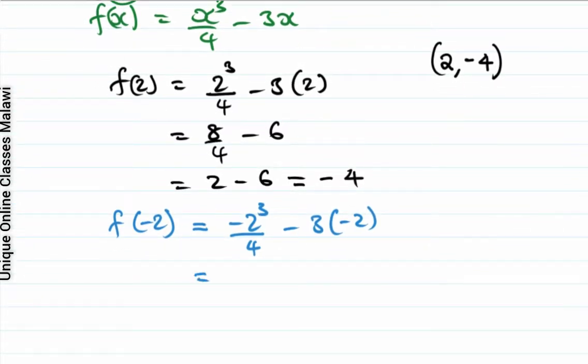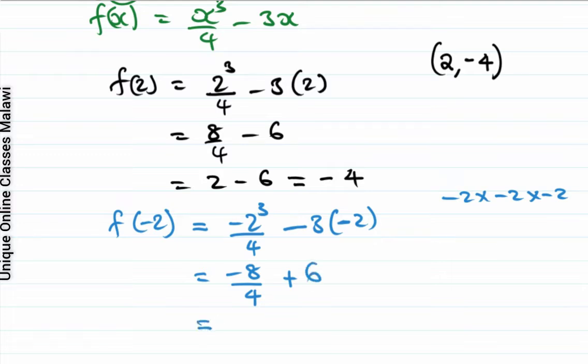Negative 2 cubed is negative 2 times negative 2 times negative 2, which is negative 8. Then negative 8 will go into 4. Then here, negative times negative is positive. A negative number times a negative number is positive. 2 times 3, the answer is 6.